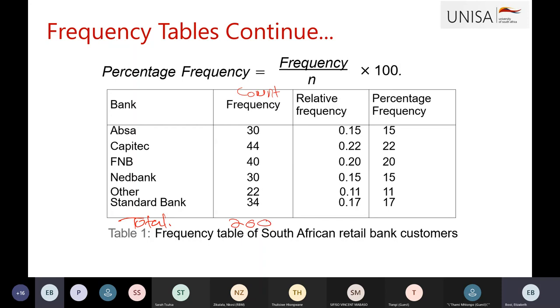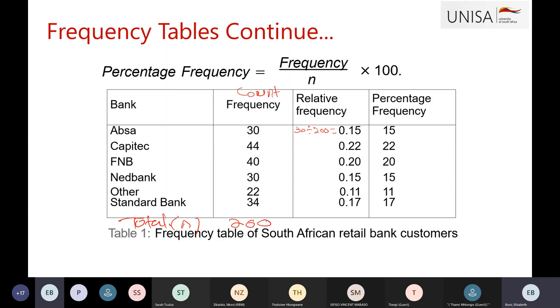To calculate the relative frequency of Absa, we say 30 divided by 200. So it's the frequency divided by N, which is our sample size. That gives us the relative frequency. So 30 divided by 200 is 0.15. To calculate the percentage, we multiply by 100, and that gives us 15%. That is what we call the percentage frequencies.